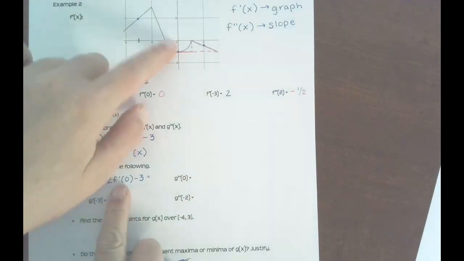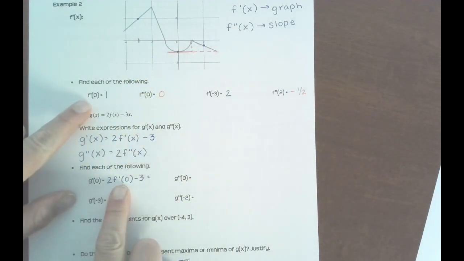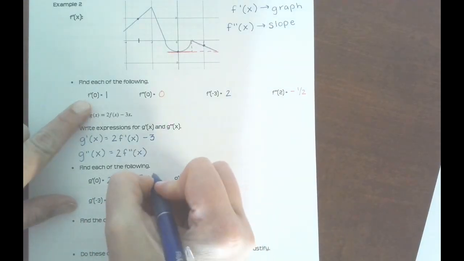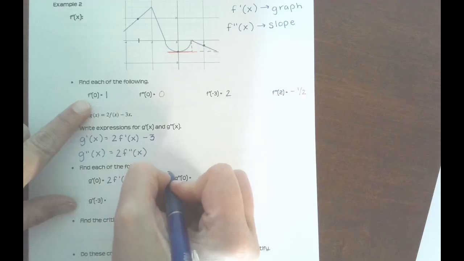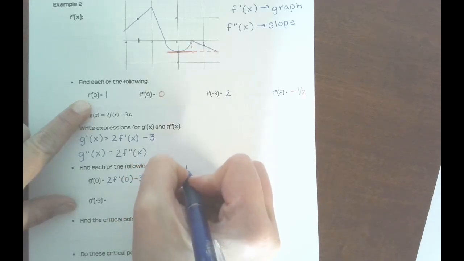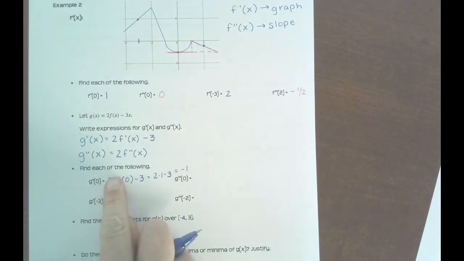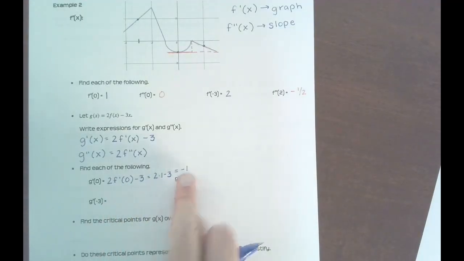Okay, f prime of 0, that's straight off my graph. We actually figured that out over here. That's 1. So this is 2 times 1 minus 3, which is -1. Okay, obviously I don't know that you would need to write out all of that work, but I wanted you to see what my brain was doing.